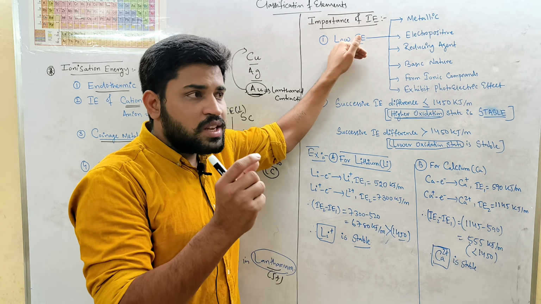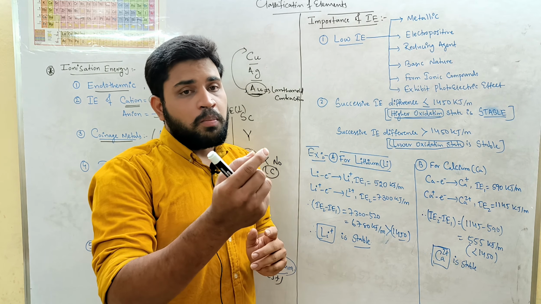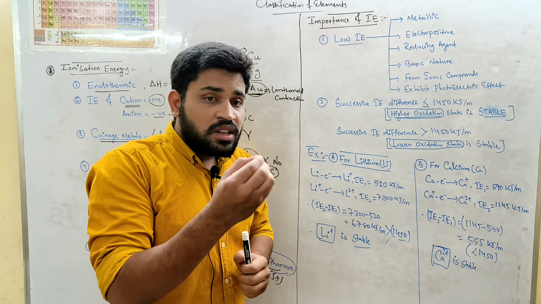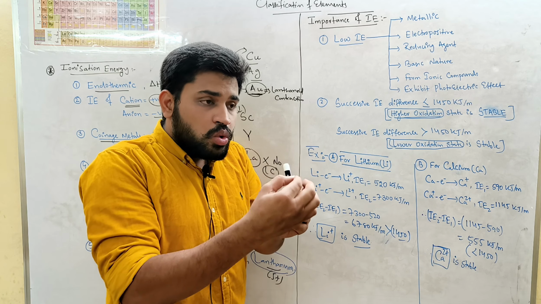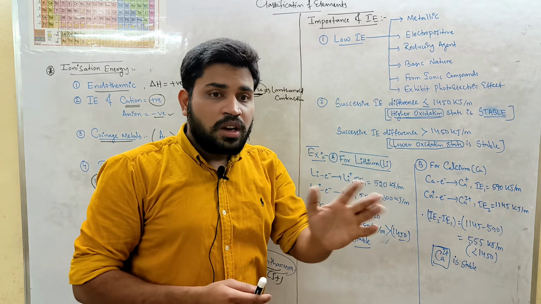When a particular element has low ionization energy, then that element is called metallic in nature. Why highly metallic? Because metal has the tendency to lose electrons. So those metals which can easily lose electrons can be called highly metallic.